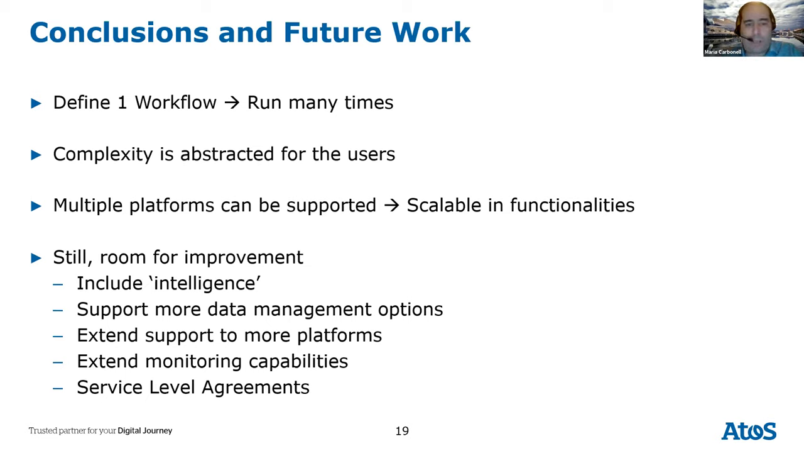But as always, there is still room for improvement. So there is some future work that we have in our minds. For example, we are thinking about including more intelligence, in the sense of auto-selection of different providers and categorization of the different tasks. So just to select automatically: this one is better for HPC, this one is better for cloud.